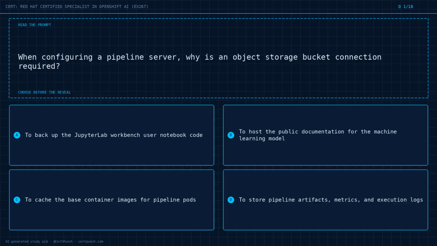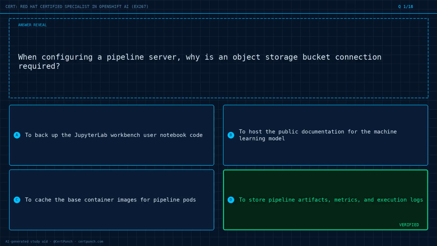When configuring a pipeline server, why is an object storage bucket connection required? Option A, to back up the JupyterLab Workbench user notebook code. Option B, to host the public documentation for the machine learning model. Option C, to cache the base container images for pipeline pods. Option D, to store pipeline artifacts, metrics, and execution logs. Choose the best answer before the reveal.